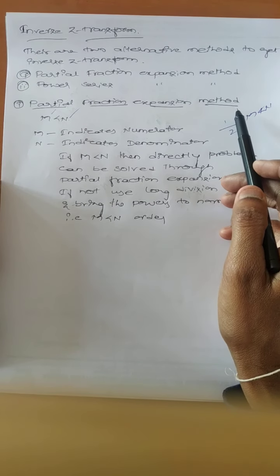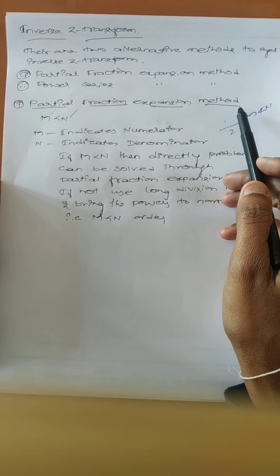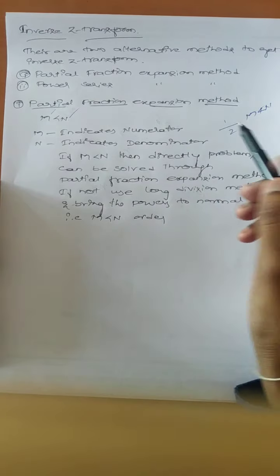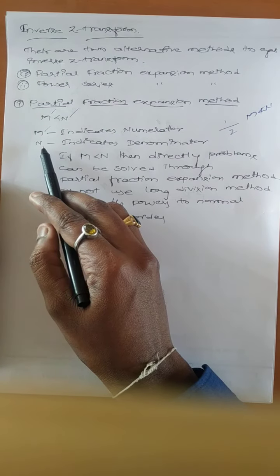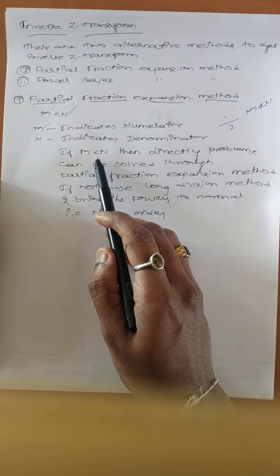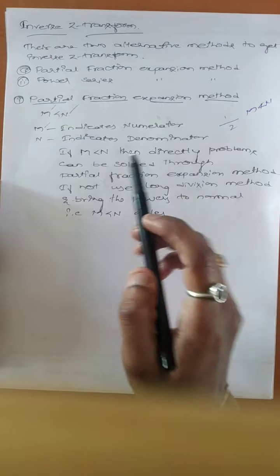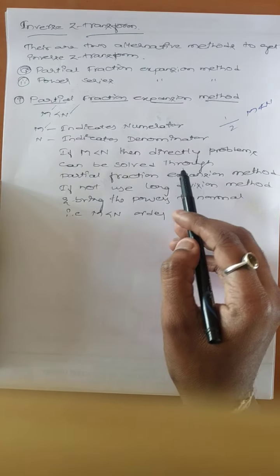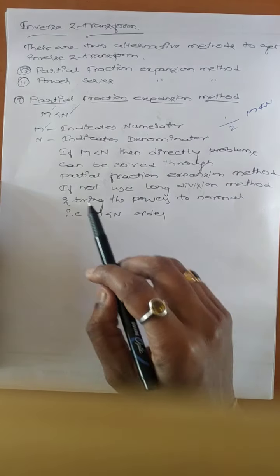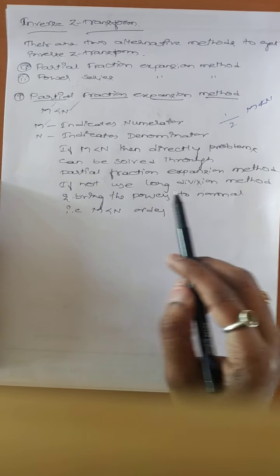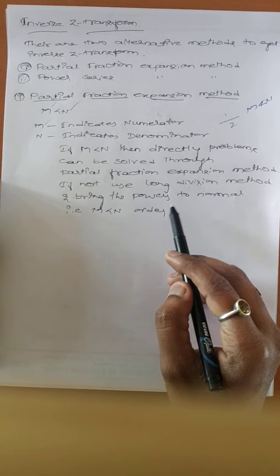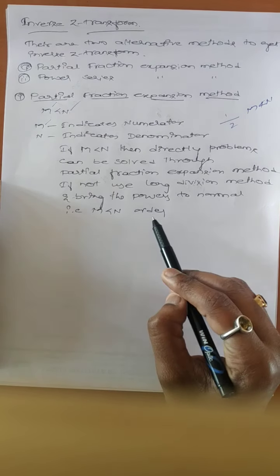This partial fraction expansion method depends upon the values of the numerator and denominator. The numerator power will be indicated by m and the denominator power by n. If m is less than n, then the problems can be solved directly through the partial fraction expansion method. If not, if m is not less than n, then we have to go for the long division method and bring the powers to the normal, that is m less than n, order.